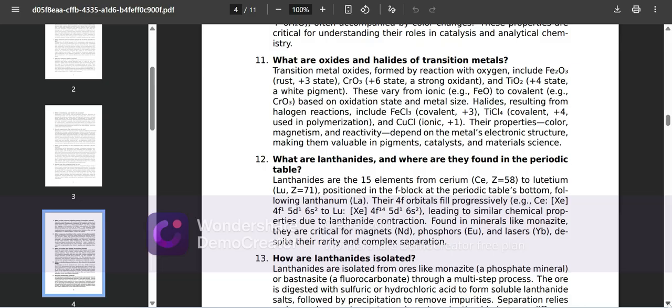Halides resulting from halogen reactions include FeCl3, covalent, +3; TiCl4, covalent, +4, used in polymerization; and CuCl, ionic, +1. Their properties, color, magnetism and reactivity, depend on the metal's electronic structure, making them valuable pigments, catalysts and in material science.